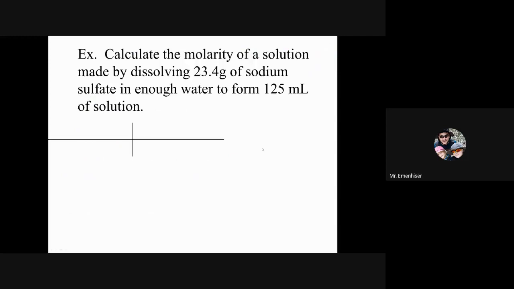That's our favorite. All right, so let's calculate the molarity of a solution made by dissolving 23.4 grams of sodium sulfate in enough water to form 125 milliliters of solution. And I hope you guys are still paying attention to these notes.